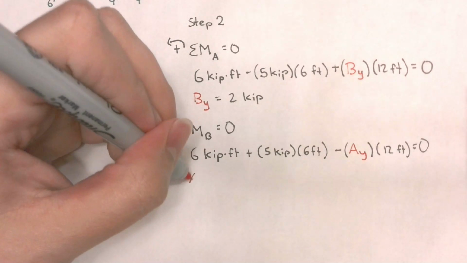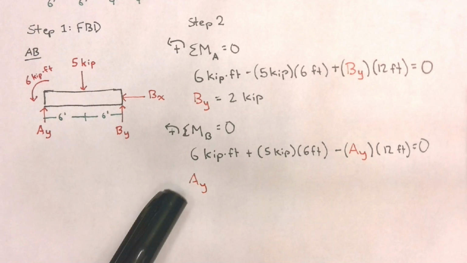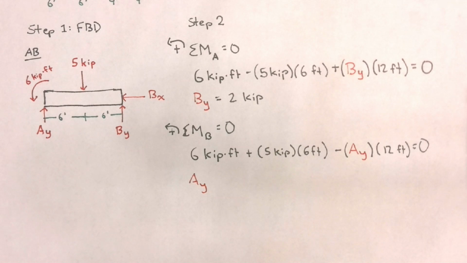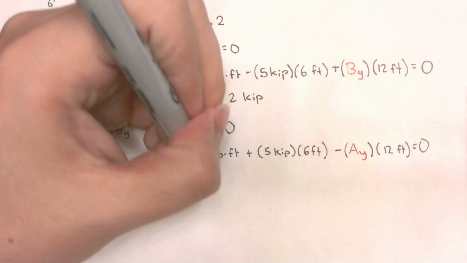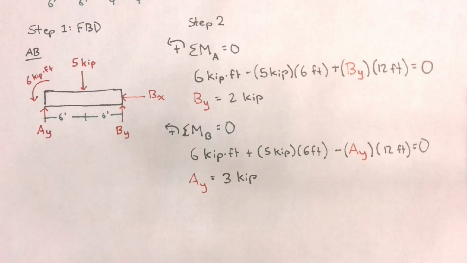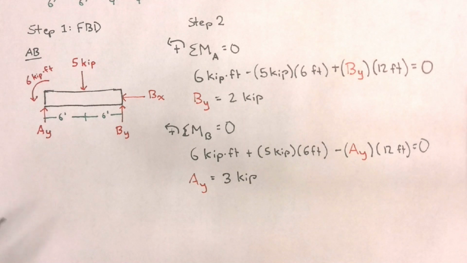Solving for AY, this will give us a force equal to 6 kip feet plus 5 times 6 kip feet divided by 12, or just 3 kips. Notice that we could have done this by just taking the sum of forces in the y direction. In the y direction, we would have had our unknown AY plus a force of 2 kips minus a force of 5 kips equals 0, which again would give us AY equals 5 minus 2, or just 3 kips.